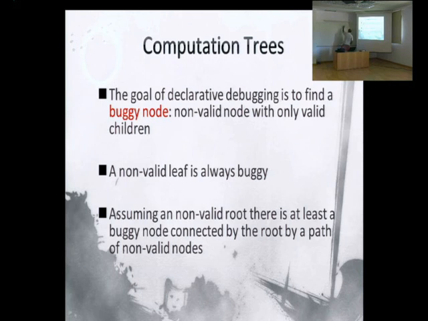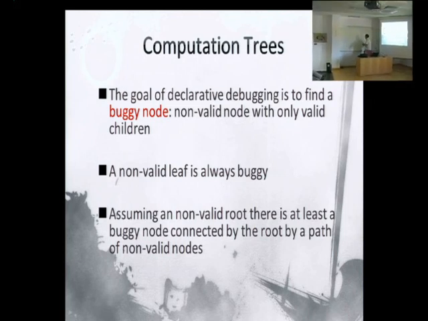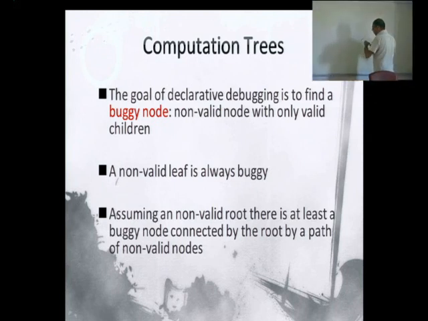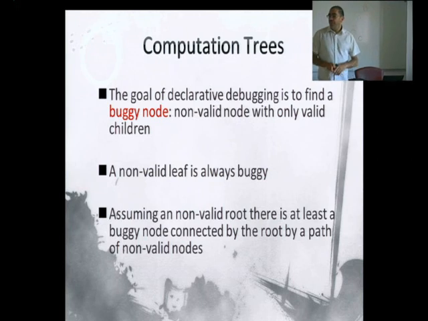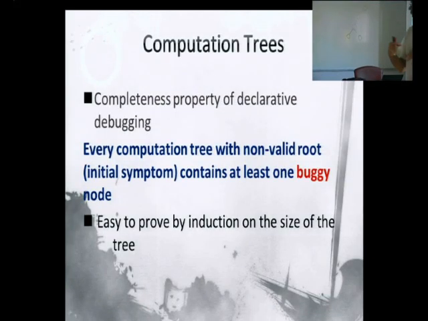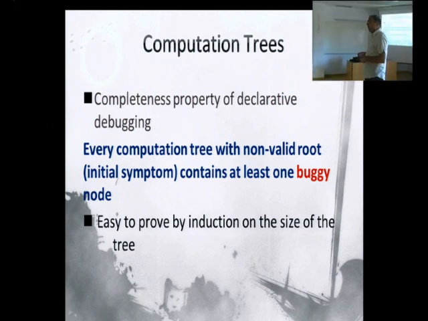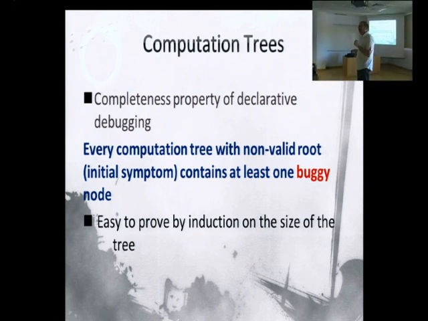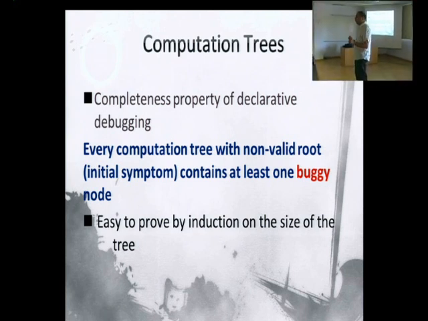Well, if you start with a red one, then you go to the children. If all of them are green, you have already found the buggy node. If any of them is red, you repeat. In this way, finally you will find a red node with green, or in this case black, nodes. So we have a buggy node for sure, and this property is the completeness of declarative debugging. In declarative debugging, independently of the particular language, we have completeness in the sense that we are starting with an initial symptom, and therefore we have a buggy node for sure.